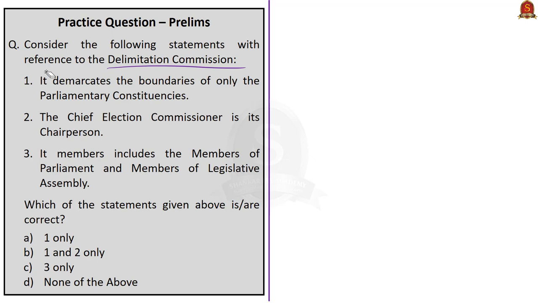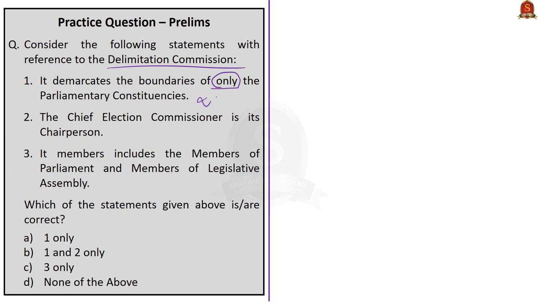See, the first statement is an extreme statement. In the discussion, we saw that the Delimitation Commission demarcates the boundary of not only the parliamentary constituencies, but also the assembly constituencies. Additionally, know that it also carries out delimitation of Gram, Zilla and Taluk constituencies, if the State Panchayat Raj Act stipulates so. So, if the state makes an amendment to the State Panchayat Raj Act, the Delimitation Commission may demarcate boundaries for Zilla, Gram and Taluk constituencies also. So, the first statement is incorrect.